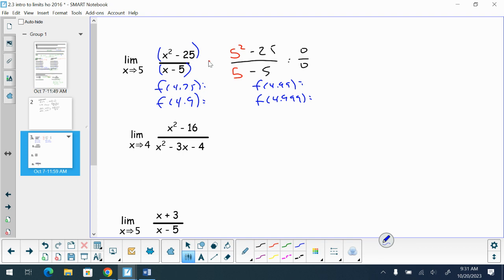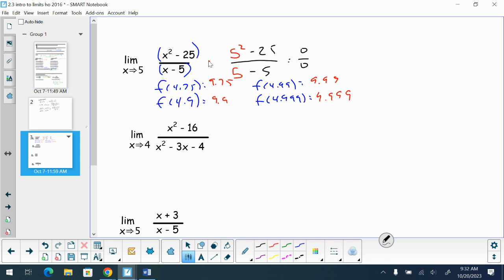This gives us 9.75. This gives us 9.9. This gives us 9.99. This gives us 9.999. So we get closer to the value of 10. But going back and utilizing our calculator can be very cumbersome. So how else can we look at this idea?